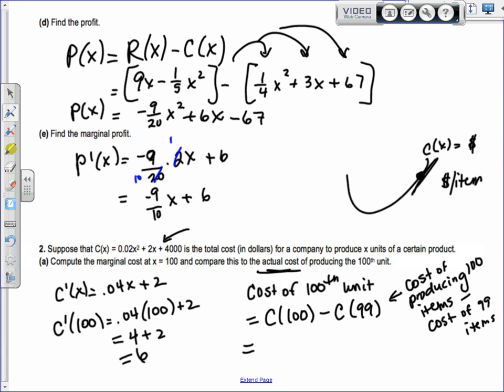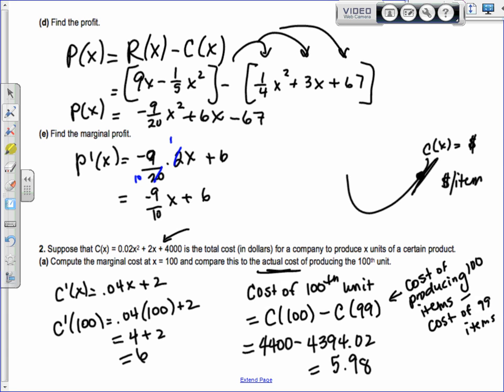Nobody's doing it. Ethan, help me out. You did it? What'd you get? 100 right now. So 4,400. Yeah. And then the 99, I had 43.94. Like that. All right, so when you subtract them, you get 5.98. Almost identical, right? 6 and 5.98.